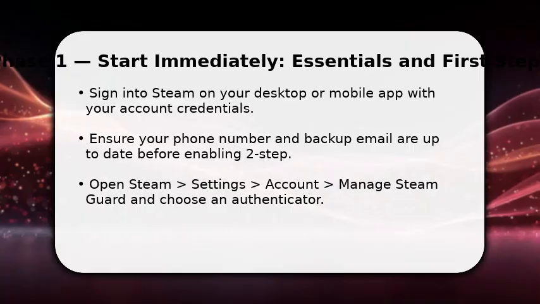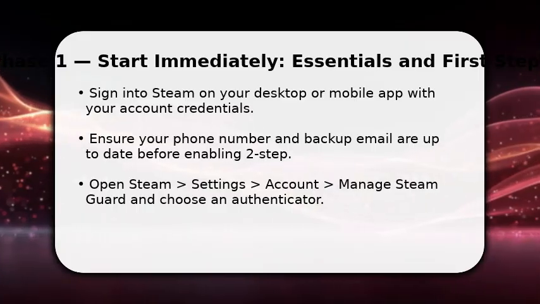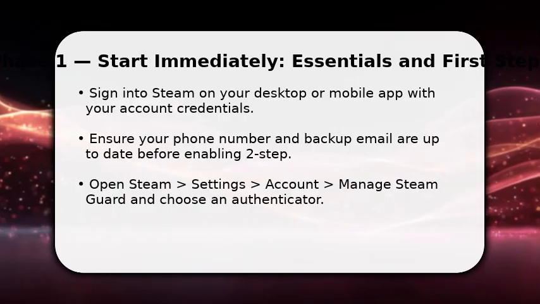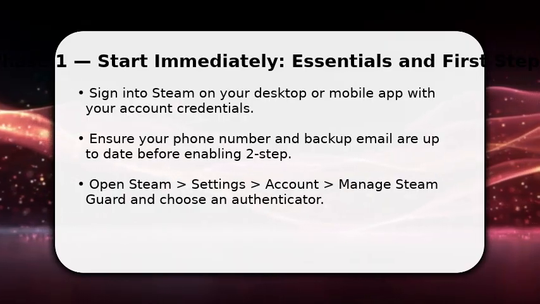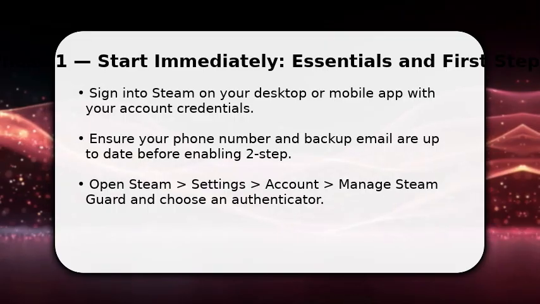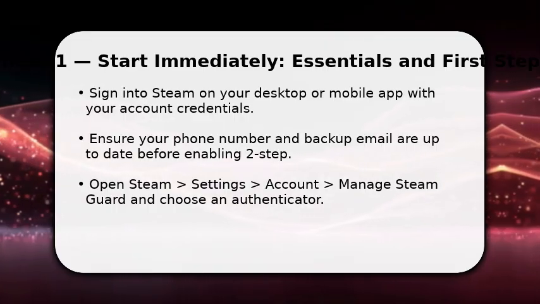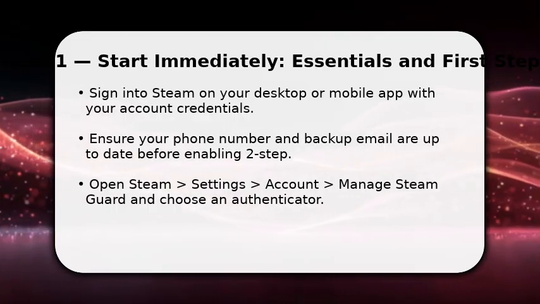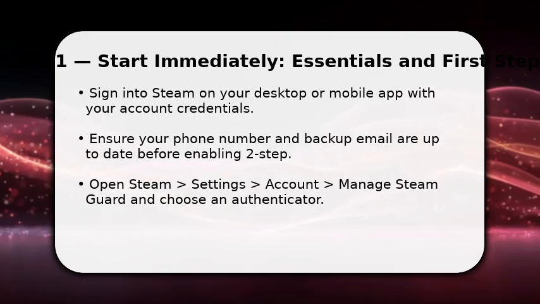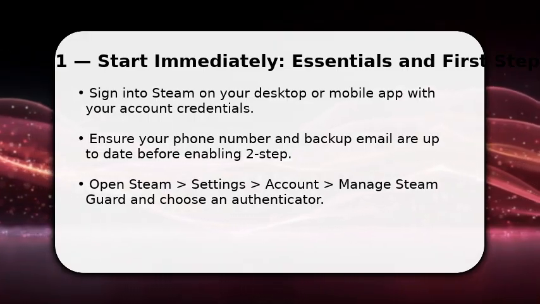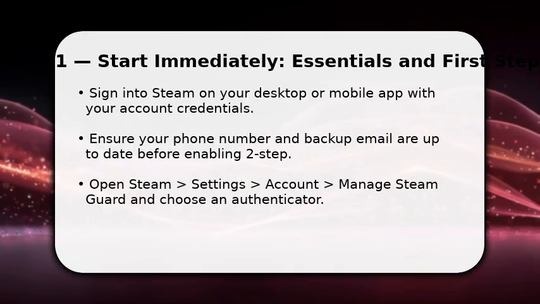Enjoy the video. You begin by signing into Steam and confirming contact details. This avoids lockouts later. Once signed in, go to Settings, then Account, and open Manage Steam Guard. This is where the two-step process lives. Make sure your phone number and a backup email are accurate, because Steam can send codes or recovery links.